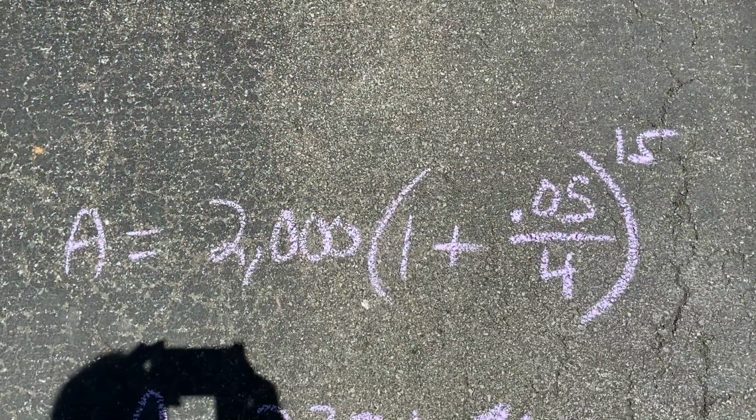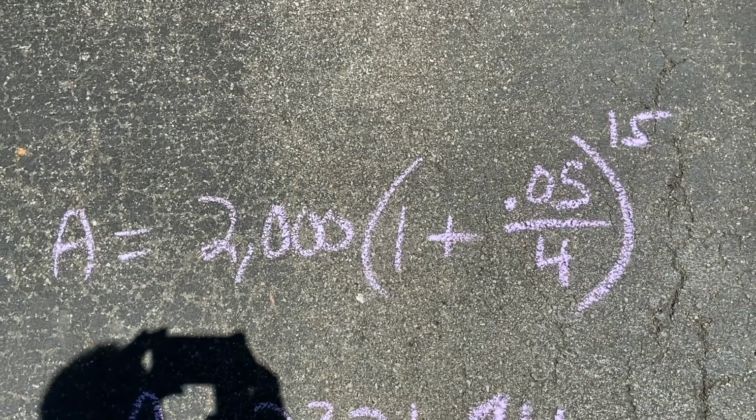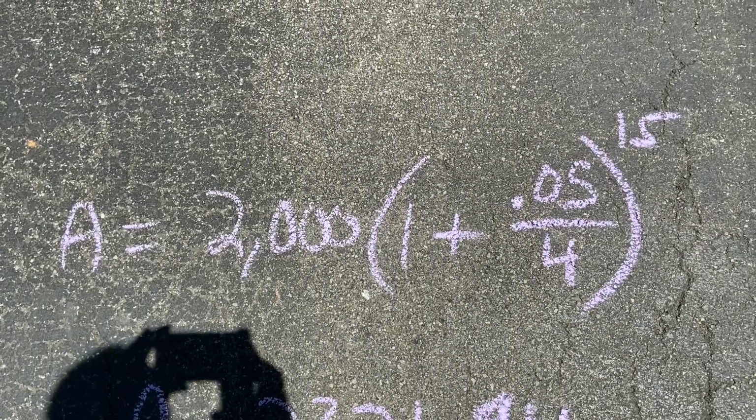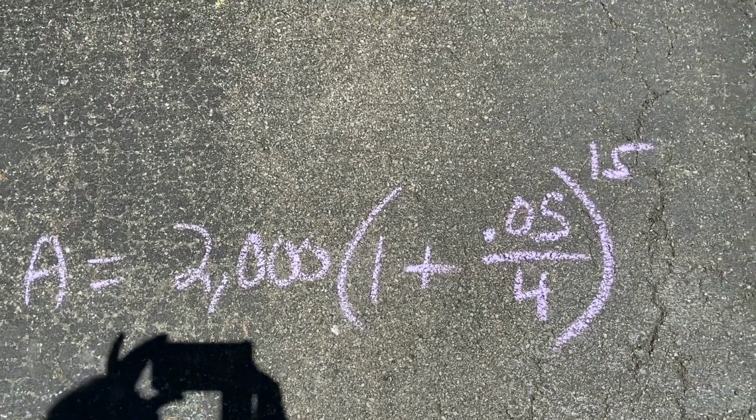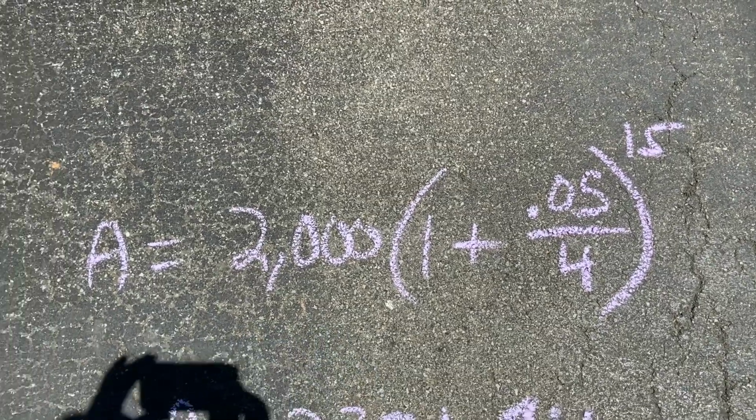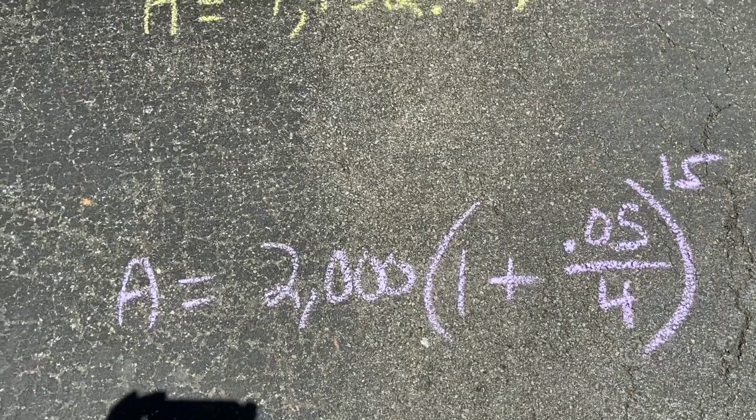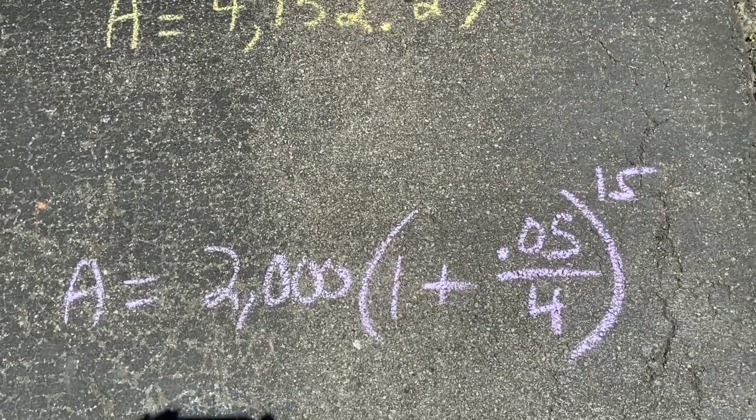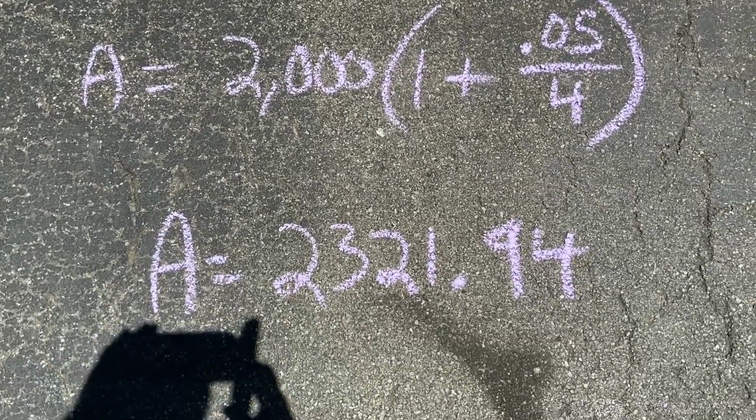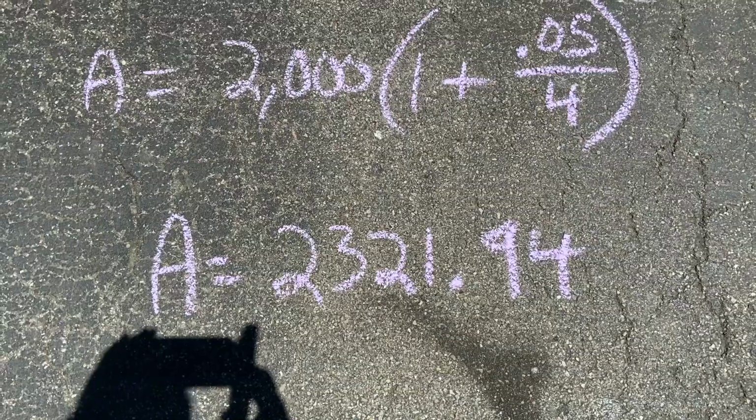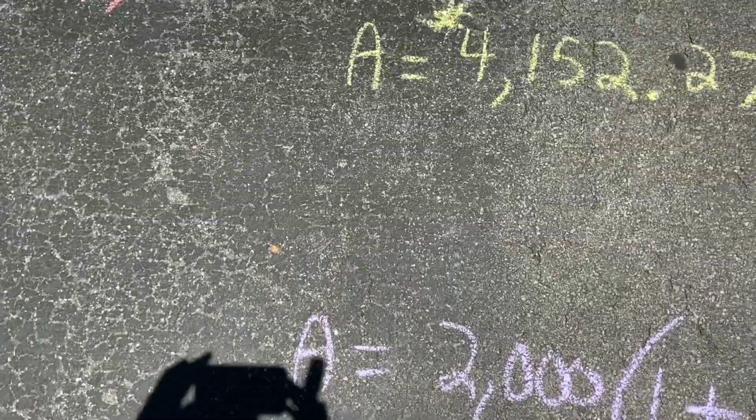So here would be the setup for that one. $2,000 is my initial investment. 5% interest, 0.05 on the top there. I put a 4 in for N because our interest was calculated quarterly. That's 4 times a year. Raised it to the 15th power. Put that in the calculator all at once, just like the last one. My calculator gave it to me in scientific notation again, so I had to move the decimal over 3 places. And I rounded to the nearest penny, and I got $2,321.94.